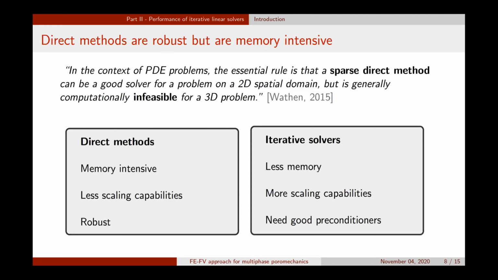So another alternative is to use iterative solvers. They need less memory, they have more scaling capabilities, but their efficiency is tightly related to the conditioning of the Jacobian matrix. And that is why we need good preconditioners for them to be effective.